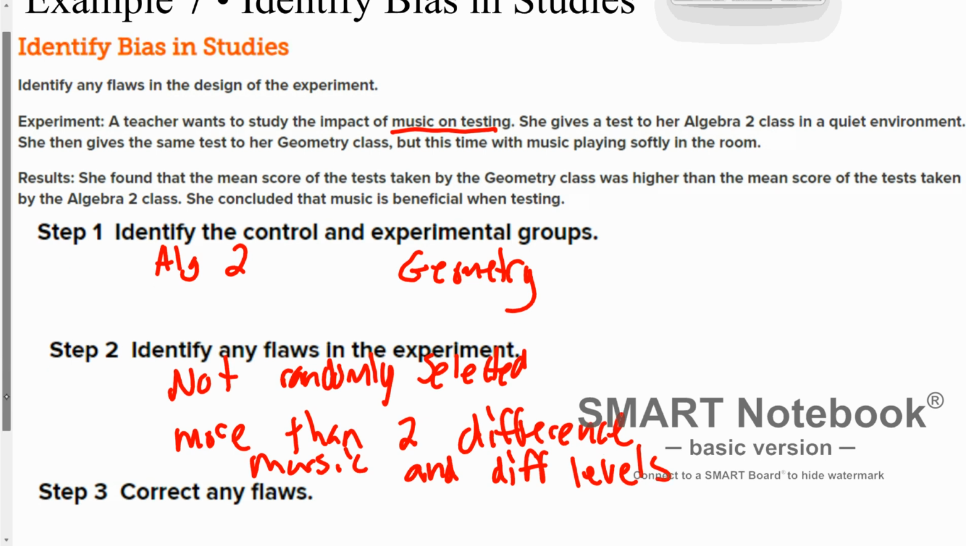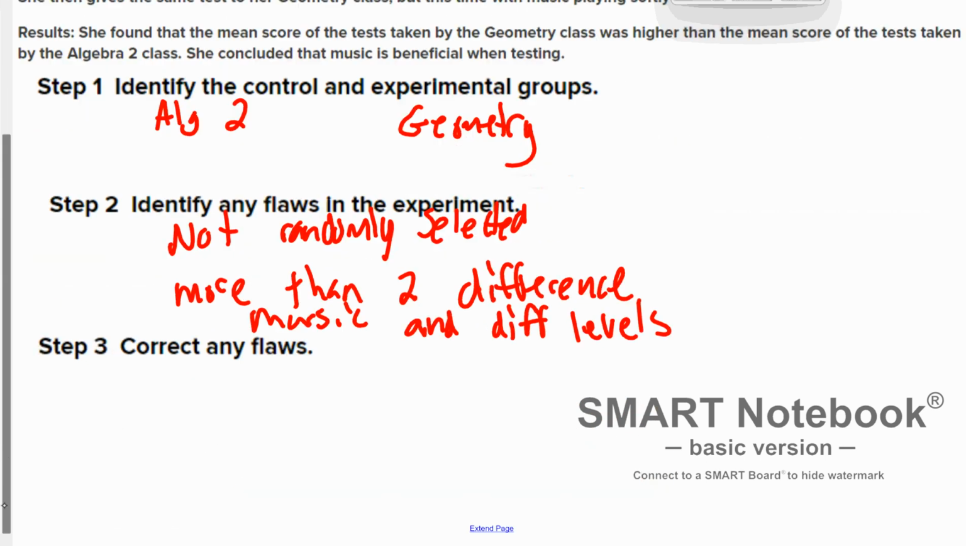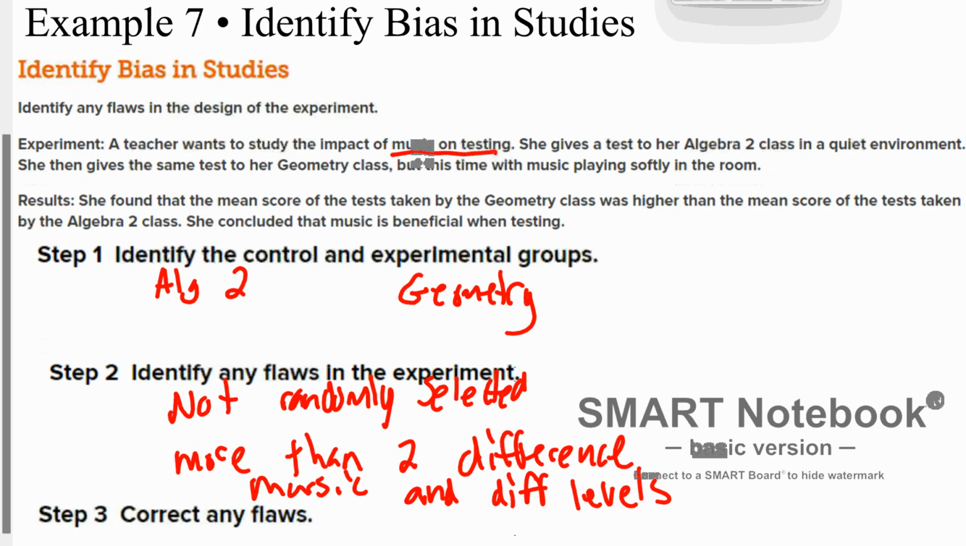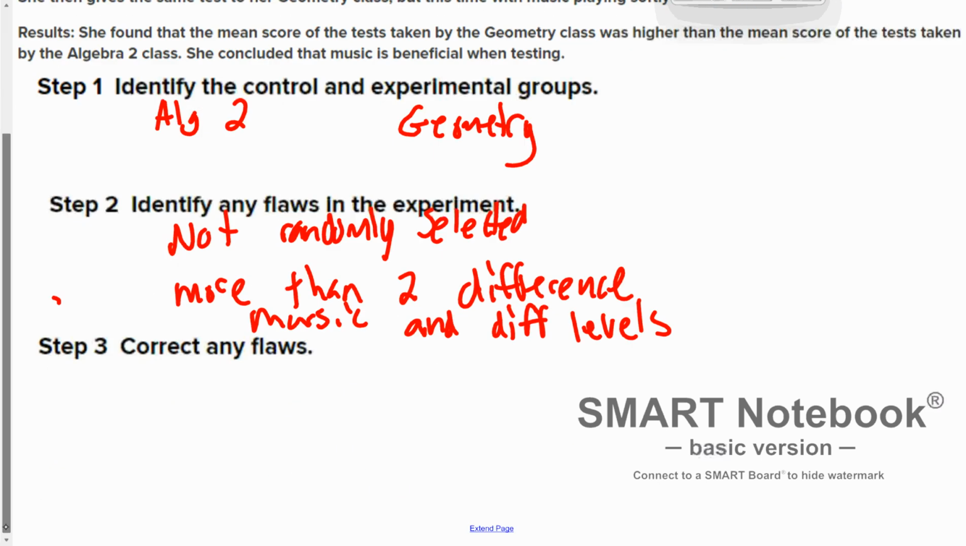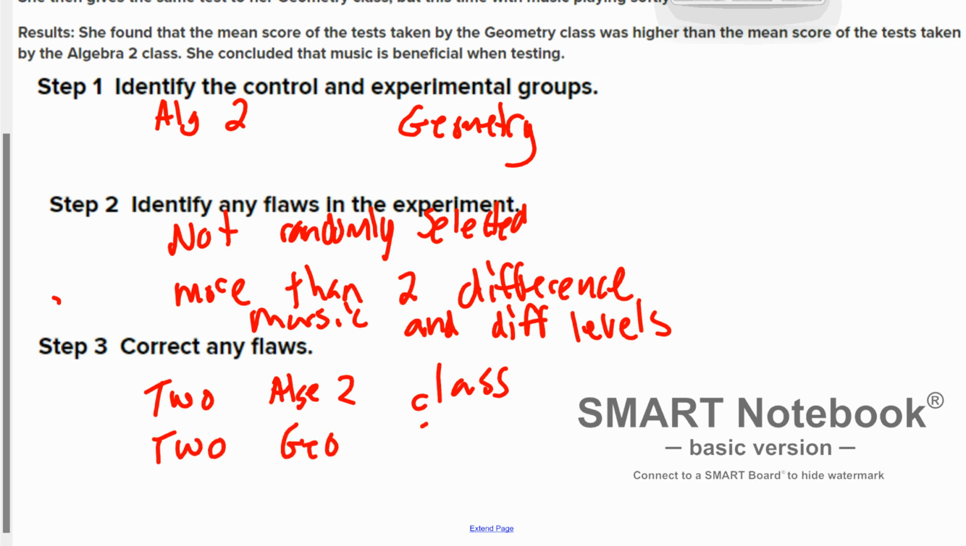All right, so what can we do to correct this? So how do you think you could correct this mistake here? If I can scroll down here, maybe. Okay, so how do you think you can correct this? Well, could we just use maybe two Algebra 2 classes instead of Algebra 2 and geometry, or two geometry classes?